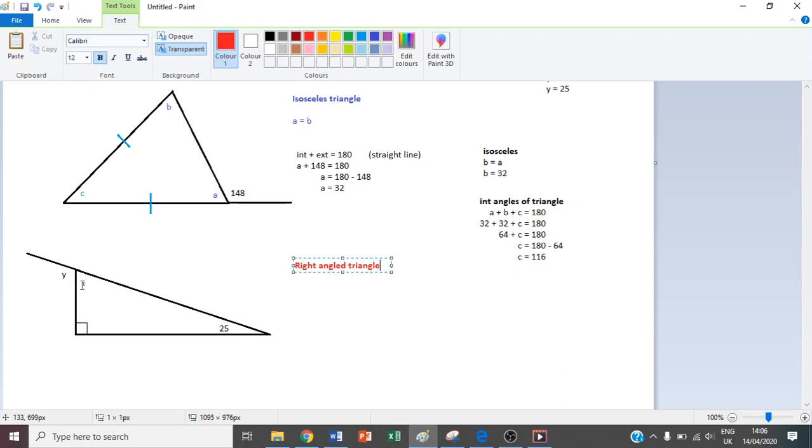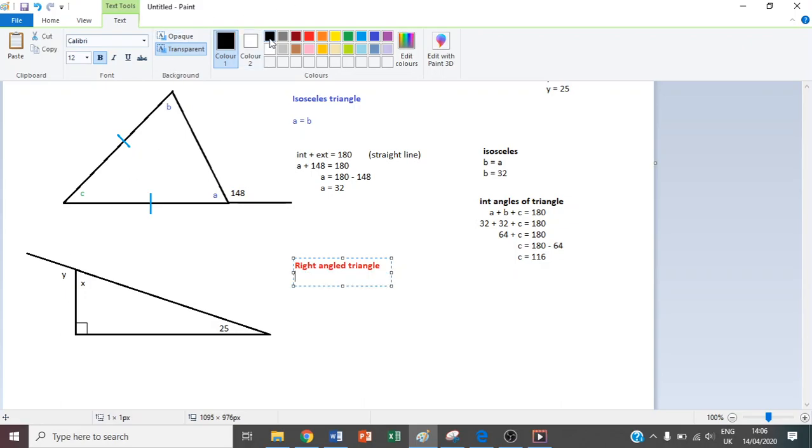Now, x is an interior angle in this triangle, along with that's 90 degrees and that's 25. And y is an exterior angle, which makes a straight line with x, which is an interior angle. So I know that those two are going to add up to 180, and I know that this triangle is going to add to 180. So let's start with this.